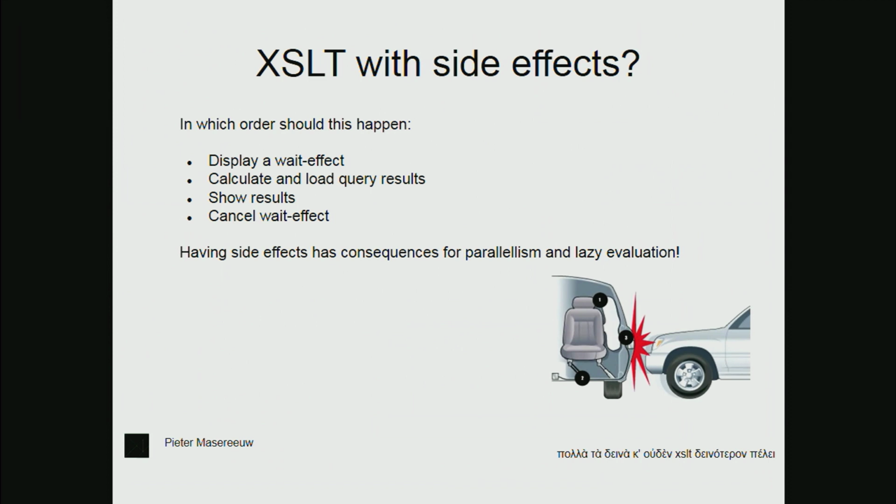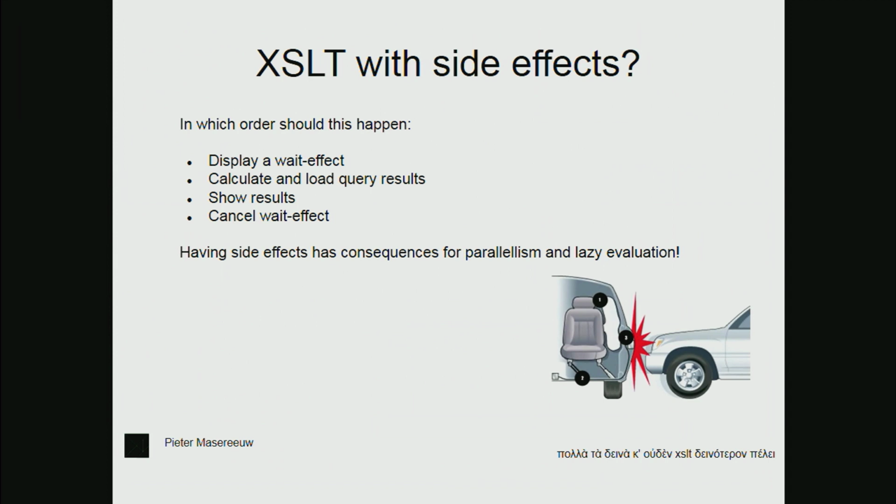One of the things that I found, and I had to debug, was that XSLT now has side effects. One of the things in the application is that a user makes a query, and you have to display a wait effect, a spinning icon or something like that. In the meantime, you calculate the results, you load them, you display them, and then you cancel the wait effect. But what happened was that Saxon-JS didn't do these things in the order that I programmed them.